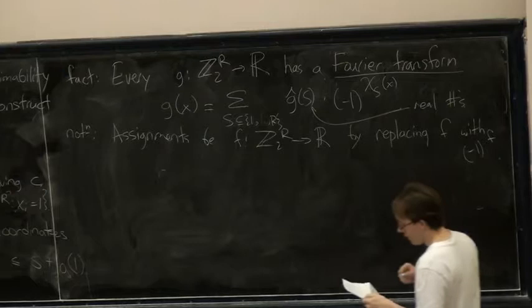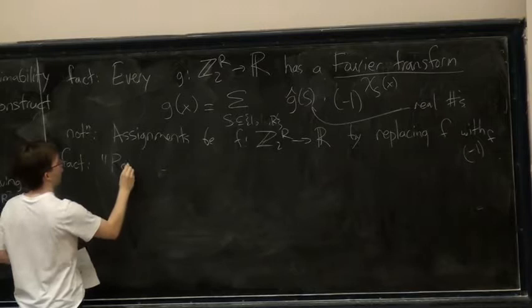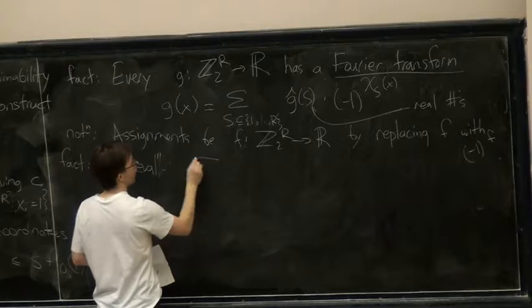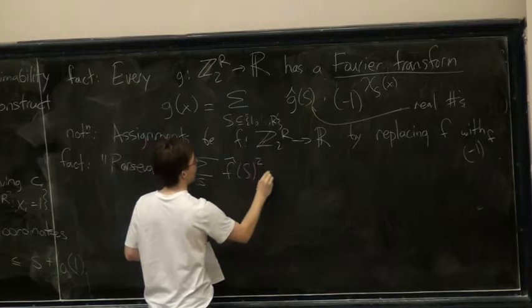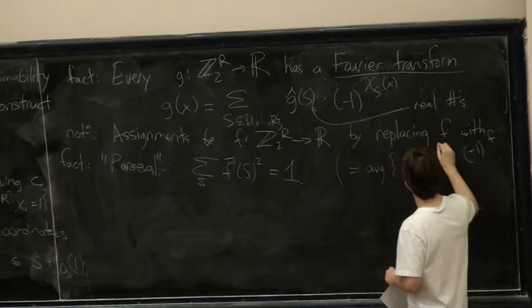Now we're not going to use too much about Fourier transforms. The most basic fact we'll use is called Parseval's identity. The nice thing it says is that if we have an assignment, then the sum over all S of its Fourier coefficients squared is always 1. More generally, Parseval says that it's equal to the average value of f of x squared. Our f's are always plus or minus 1, so their square is always 1.